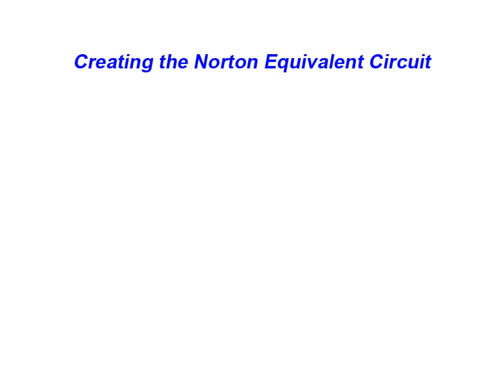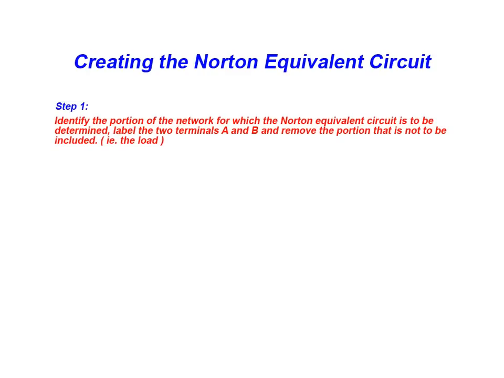There are 4 basic steps involved in creating the Norton equivalent circuit. Step 1 of the process involves identifying the portion of the network for which the Norton equivalent circuit is to be determined. We then label the two terminals as points A and B and remove the portion of the circuit that is not being included in the simplification.